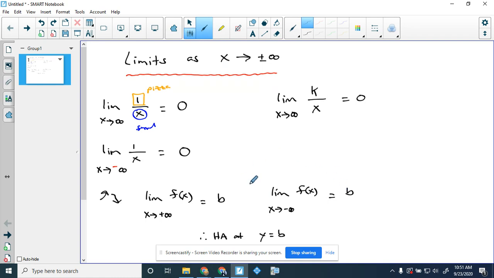A couple of other things: if this is how you're defining a horizontal asymptote, then you can cross a horizontal asymptote. Think about this: if this was your horizontal asymptote, and your function was doing something like this, where as you went to the right forever it was getting closer and closer to that value, we would still say that's a horizontal asymptote, and notice I can cross it.